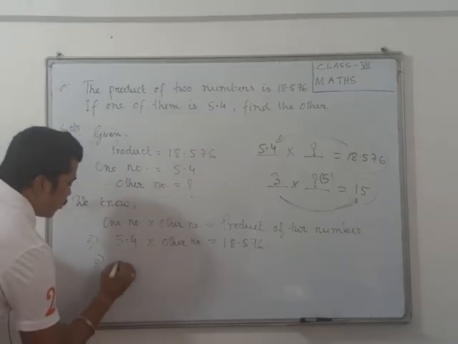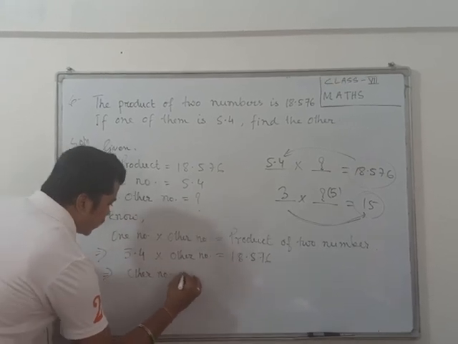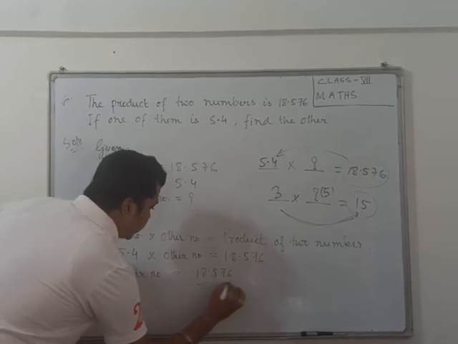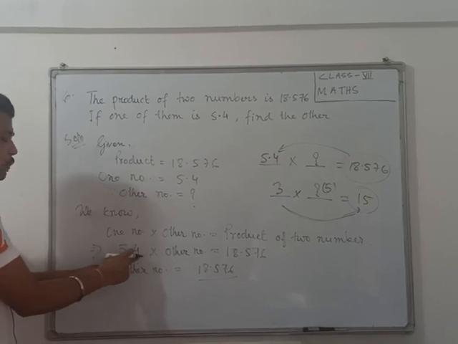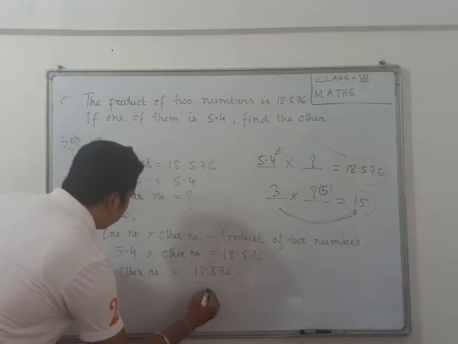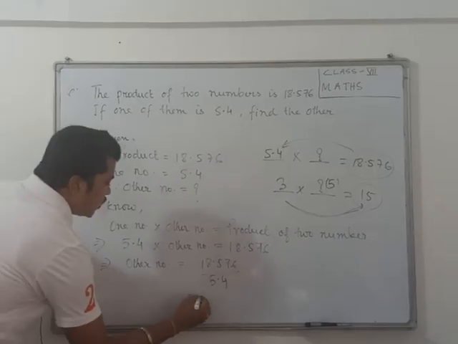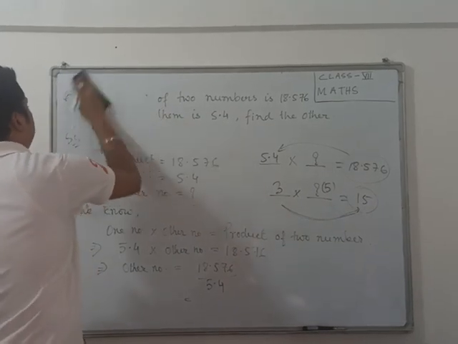Now dear student, you have to find other number. Keep other number on the left hand side. Now this number 18.576, you divide it by 5.4. Here 5.4 on the left hand side, it is multiply. When the side we change, it will become divide, 5.4. Yes or no? Now you solve it. 18.576 divided by 5.4. Pause it.